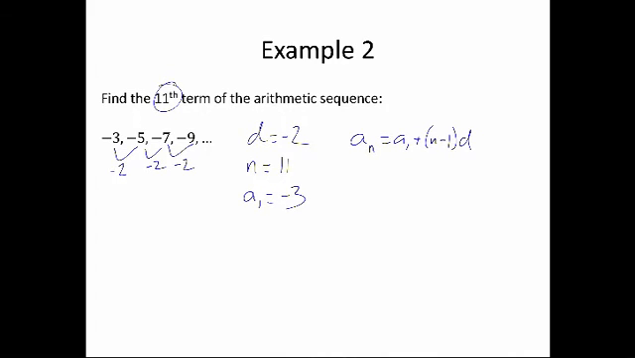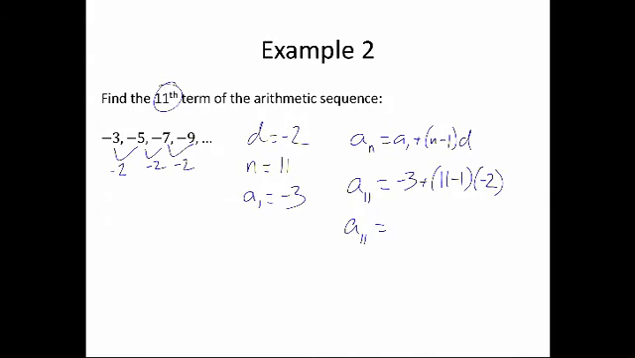So let's plug in what we know. We've got a sub 11 equals, now we know a sub 1 is -3, plus 11 minus 1, so replace that n with 11 as well, times -2. Now if you're putting the d after that n minus 1, it's definitely important to put it in parentheses, or make sure you're indicating that it's multiplied by -2. Otherwise, if you just put a -2 after it, it might look like you're subtracting 2, so be careful with that.